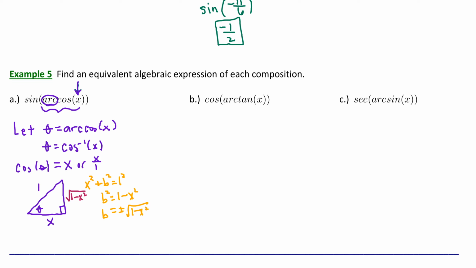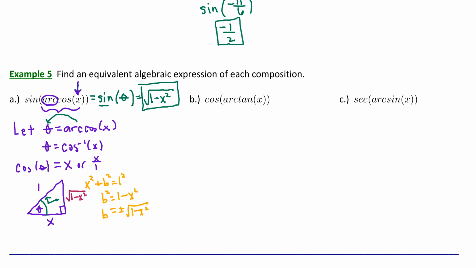Now, back up to our original problem. We were trying to find sine of arc cosine of x. We let arc cosine be represented by theta, so we need to actually find sine of theta. Now remember, theta is represented on this right triangle. Sine is opposite over hypotenuse. So now we can say algebraically that sine of theta is simplified as opposite, the square root of 1 minus x squared, over hypotenuse 1, or simplifying this down to the square root of 1 minus x squared.